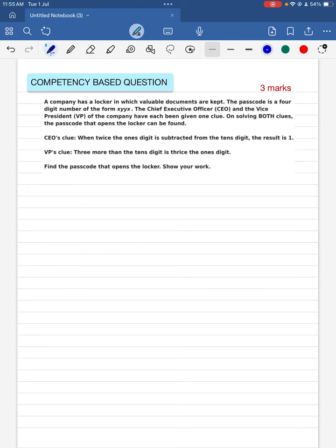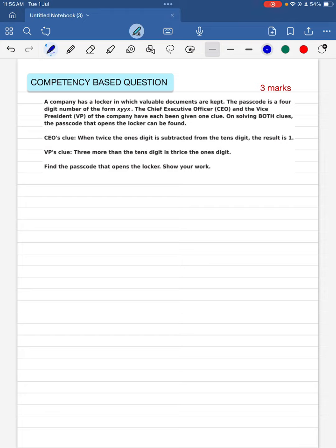In this video, I'll be doing a competency-based question for 3 marks. The question is, a company has a locker in which valuable documents are kept. The passcode is a 4-digit number of the form xyyx. Now, the Chief Executive Officer or the CEO and the Vice President VP of the company have each been given one clue. On solving both clues, the passcode that opens the locker can be found out.